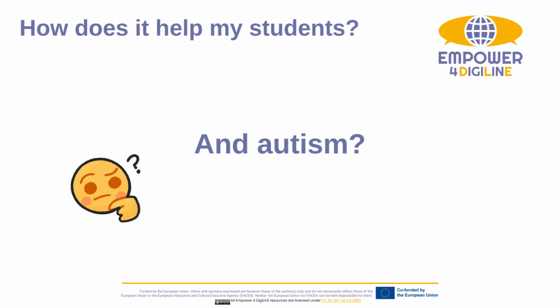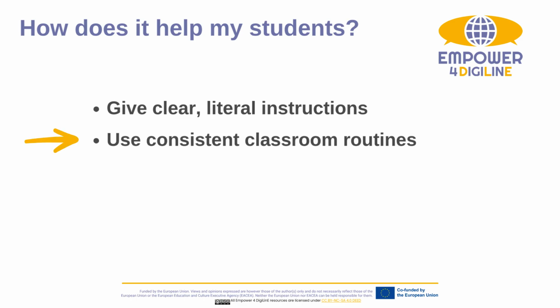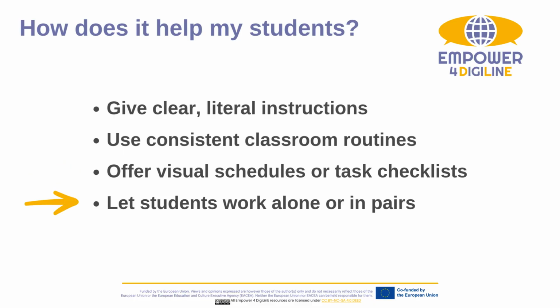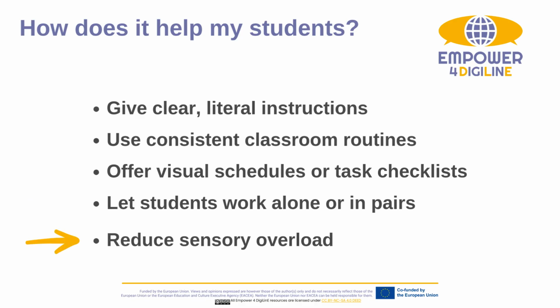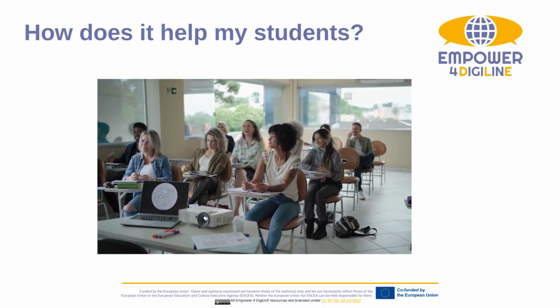And for autistic students, UDL can make a huge difference when we give clear, literal instructions, no vague metaphors, use consistent classroom routines, offer visual schedules or task checklists, let students work alone or in pairs instead of big groups, and reduce sensory overload, for example, by avoiding flashing animations or loud audio. Again, these strategies make the learning environment safer and more predictable, which supports emotional regulation and learning.